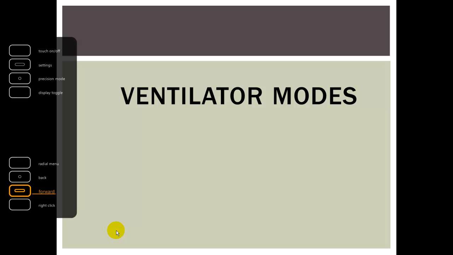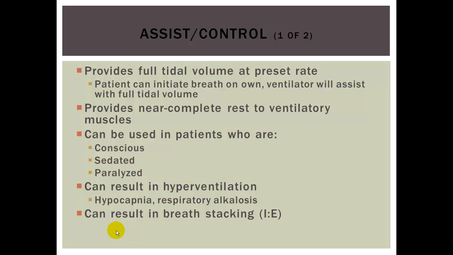Ventilatory modes. Now, all of those were terms that were related to various types of ventilators. These are the ventilatory modes that most ventilators will actually have. And the first one we're going to talk about is assisted control, and it provides full tidal volume at a preset rate. The patient can initiate the breath on their own. The ventilator will assist with full tidal volume, and this provides nearly complete rest to the ventilatory muscles. Assisted control can be used in patients who are conscious, sedated, or paralyzed.